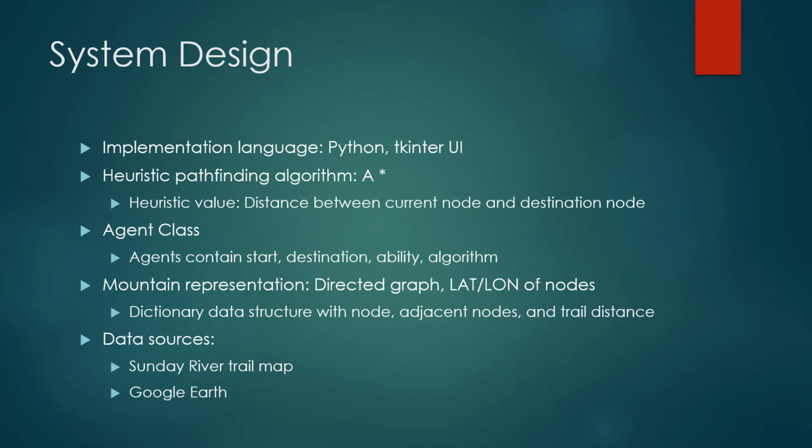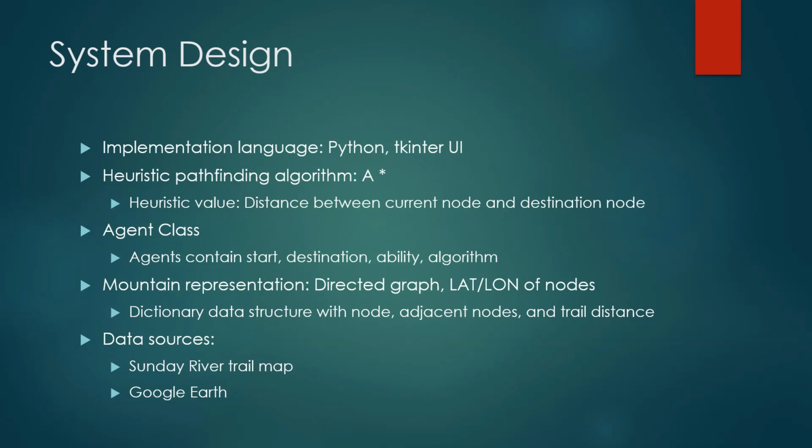The system was built using Python with a tkinter interface, uses the A-star pathfinding algorithm, and for the heuristic it uses the straight distance between two nodes. I built a class for agents and have two agents. One uses A-star and one uses Dijkstra's algorithm as the verification.